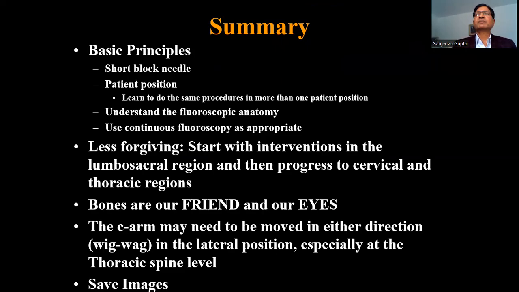Use continuous fluoroscopy at the cervical levels to eliminate the parallax. I know we'll be increasing the radiation when doing so, but imagine having a complication, which can be quite serious. Compared to that, I think using continuous fluoroscopy to eliminate the double shadow or the parallax is extremely important at the cervical spine level. Cervical spine procedures are less forgiving. Start with interventions in the lumbosacral spine and then progress to cervical and thoracic areas.